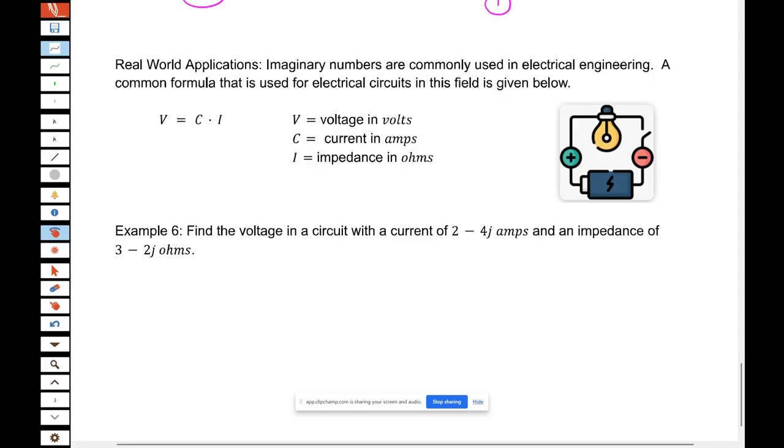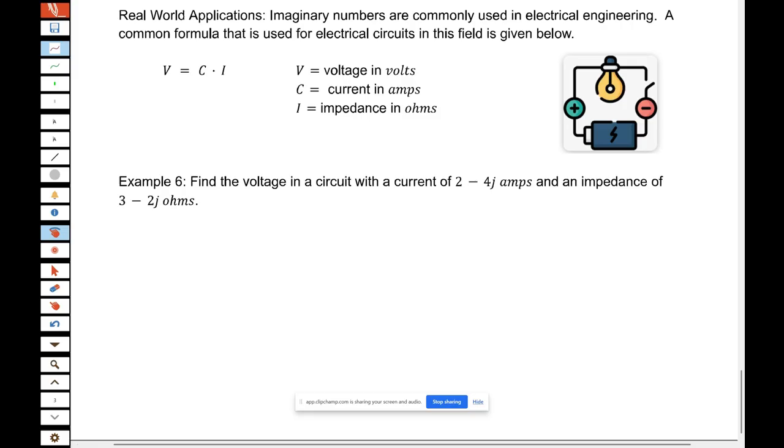Usually you will have to multiply or divide these numbers to answer the question. You'll plug in two things and solve for the third. So V equals CI. The voltage in a circuit with a current of 2 minus 4J. So that's going to go in for C because it's the current in amps. And an impedance of this many ohms, that's the I.